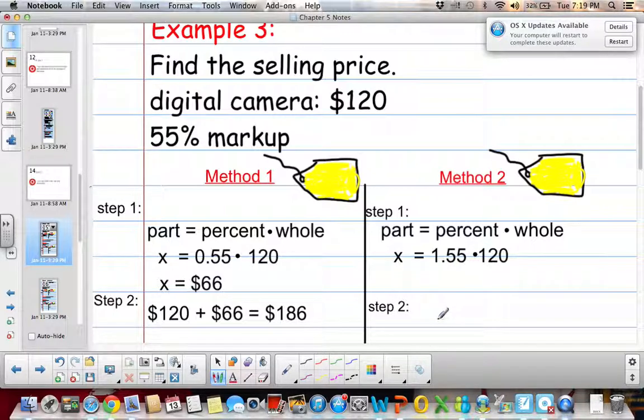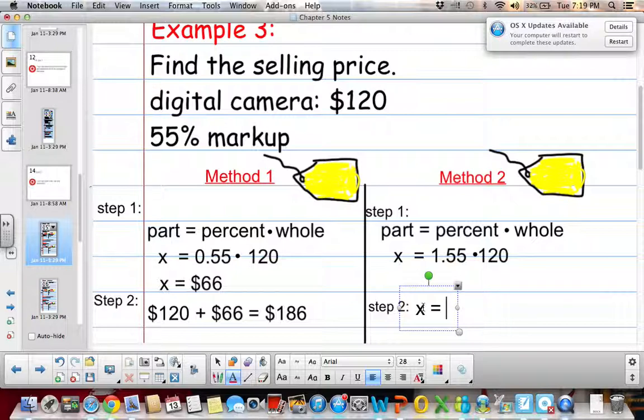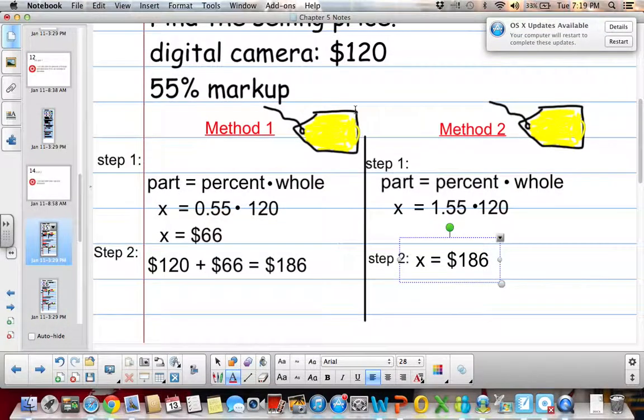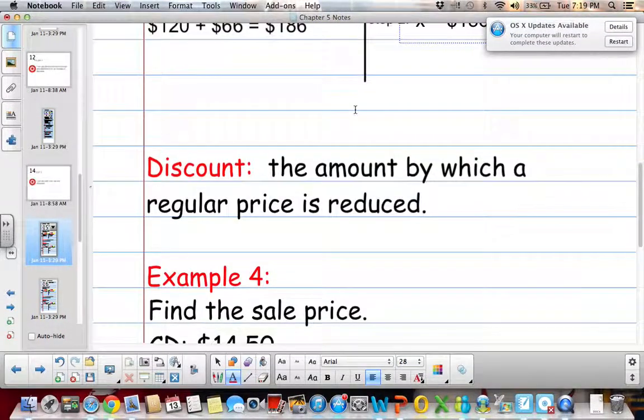For our second step, we just solve. X equals 1.55 times 120, and just to double check on my calculator, it's $186. So either way, you get the same price. Markup, remember, is when we're increasing the price, so make sure your price is more than the original price given.